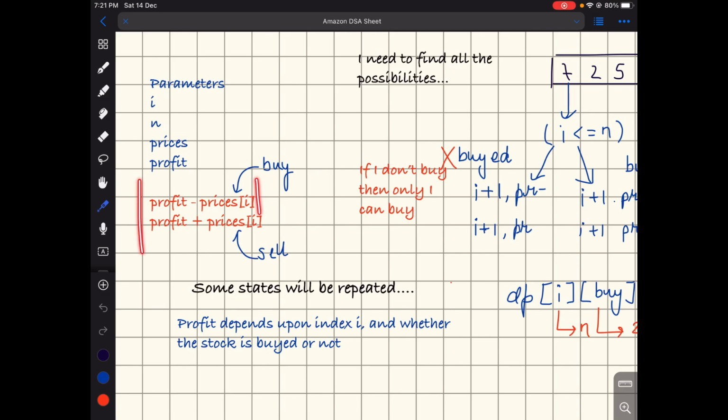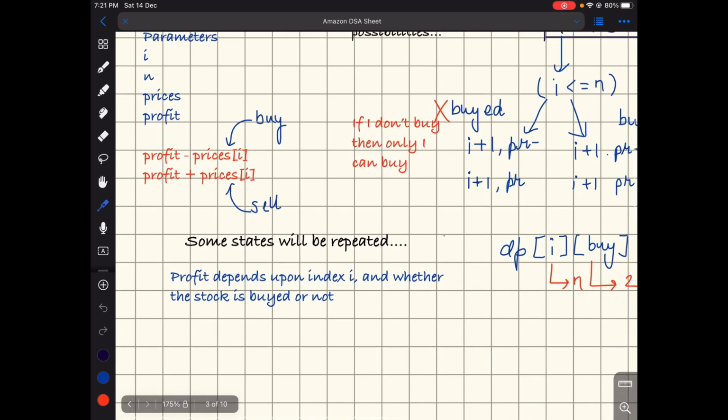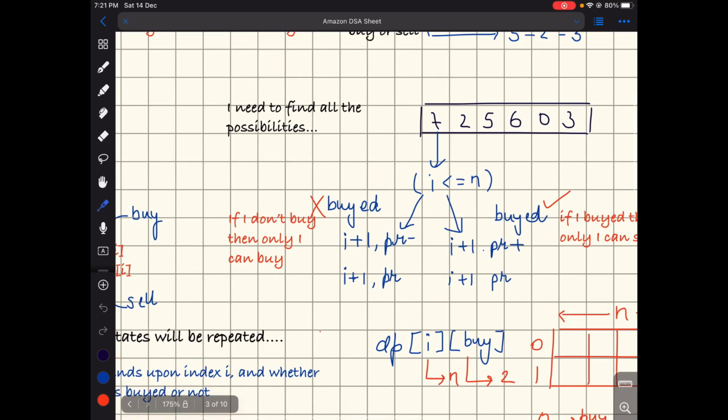And this particular thing will be for the buying and for selling, right? And since some states will be repeated, if you draw the recursion table of the entire tree, that would show you that some states are repeated. So in those particular states, the profit depends upon the index, right? The profit depends on the particular day, and whether you have bought on this day or not.